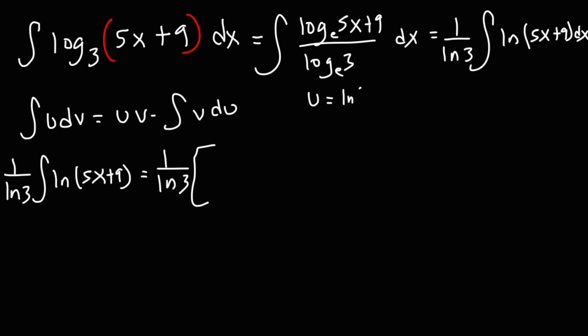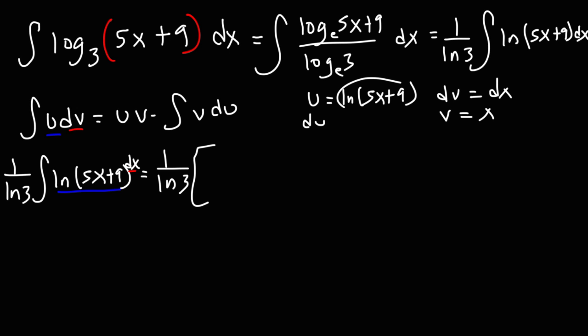U is ln 5x plus 9. So this is u. dv is going to be dx, which for some reason I forgot to write it. V is going to be x, and then du, that's the derivative of ln 5x plus 9. The derivative of the natural log of, let's say, some variable u, is equal to u prime over u. So it's going to be the derivative of what's inside, which is 5, divided by what's inside, 5x plus 9, times dx.